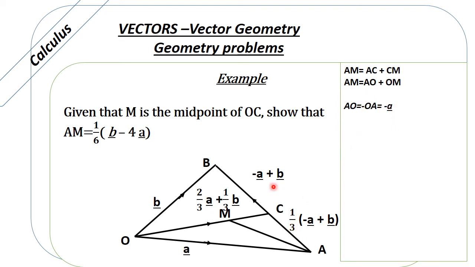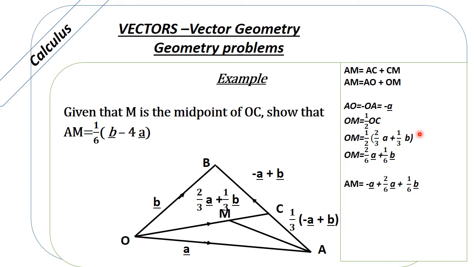Then OM is half of OC. OC is 2/3 A plus 1/3 B, so it's half of 2/3 A plus 1/3 B. We can expand the brackets, multiplying this times this. It's paper 2, you have a calculator, so just punch 1/2 times 2/3 and 1/2 times 1/3. It's going to give you 2/6 A plus 1/6 B. That's our OM. So now AM is AO, which is negative A, plus OM, which is this.